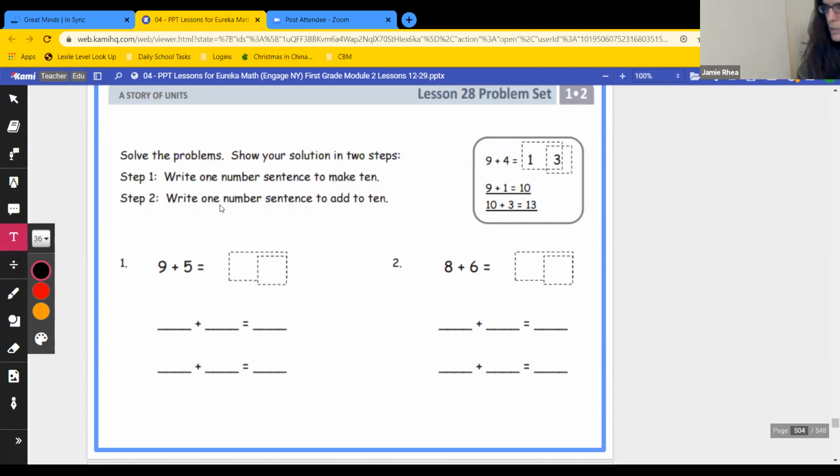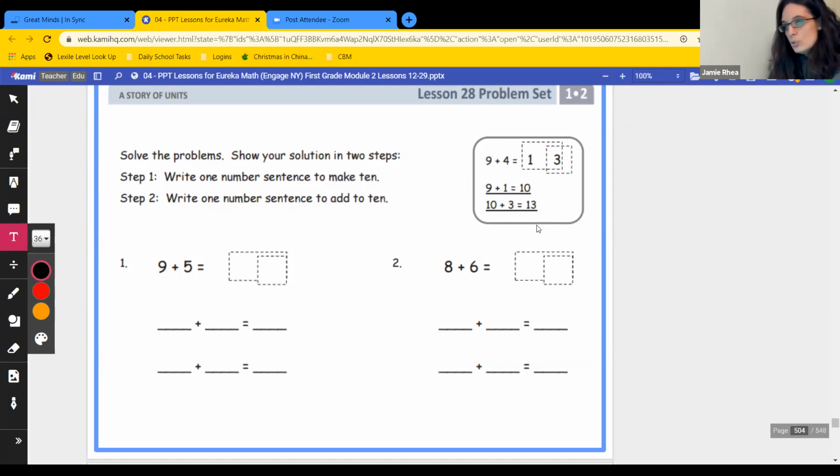Let's look at this. Let's zoom out a little bit so you're not seeing my head up close. There we go. Okay. It says solve the problems. Show your solution in 2 steps. Step 1, write 1 number sentence to make 10. Step 2, write 1 number sentence to add to 10. Now, if you don't know what that means, look here. Here's an example of what it should look like when you are finished.